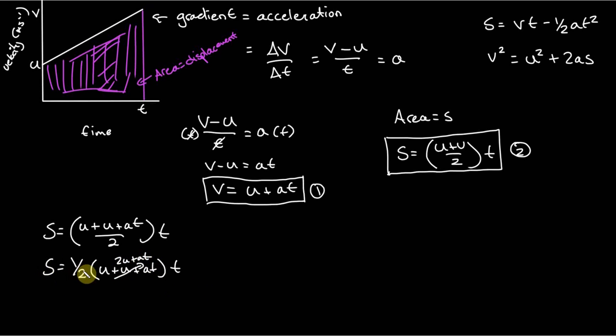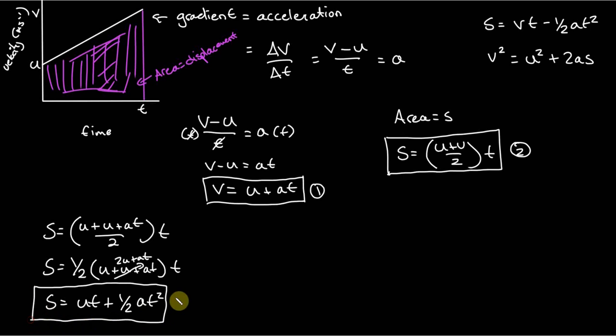And now we just use the distributive property. We multiply by 1/2 right across, and likewise we multiply by t right across, and what happens is that this 2 cancels, so we end up getting s equals, and it's being multiplied by t of course as well, so we end up with s equals ut plus 1/2 at squared. And that is our third equation of motion. Now we'll denote that with a 3.